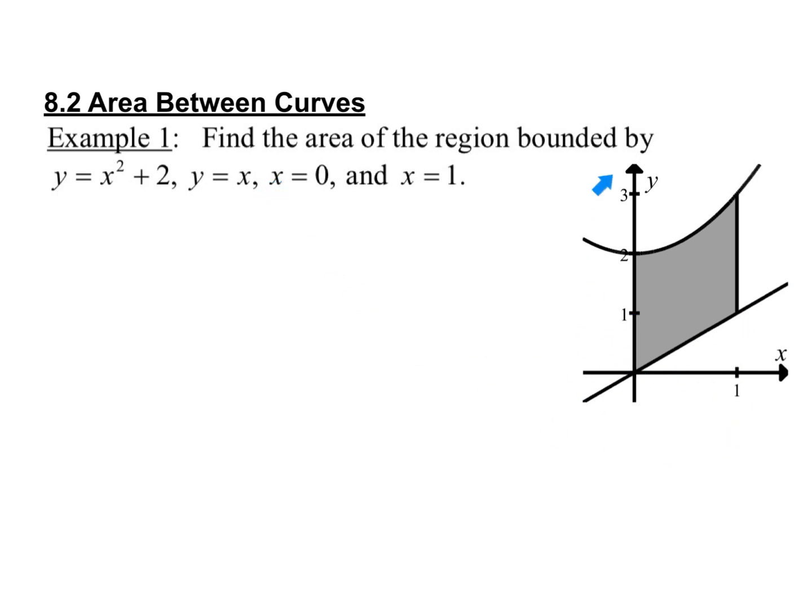X equals 0, so that is the y-axis, and x equals 1. And the area where they intersect is all just in between there. Okay. Do you want to try to find the area on your own, or do you want to go through it together?